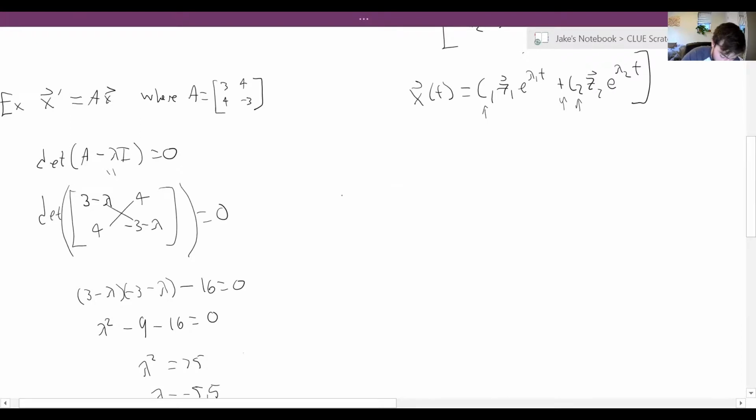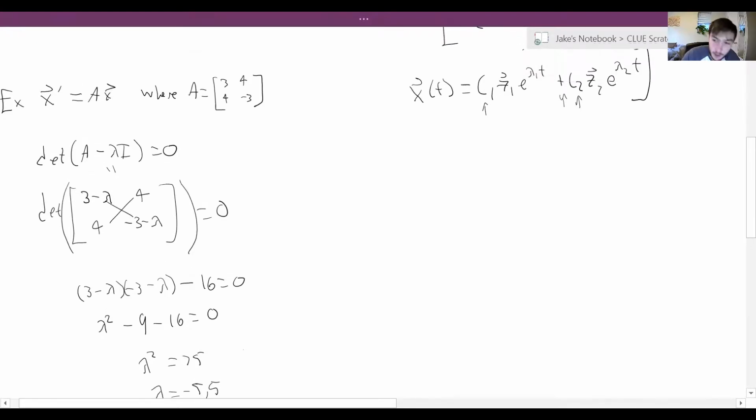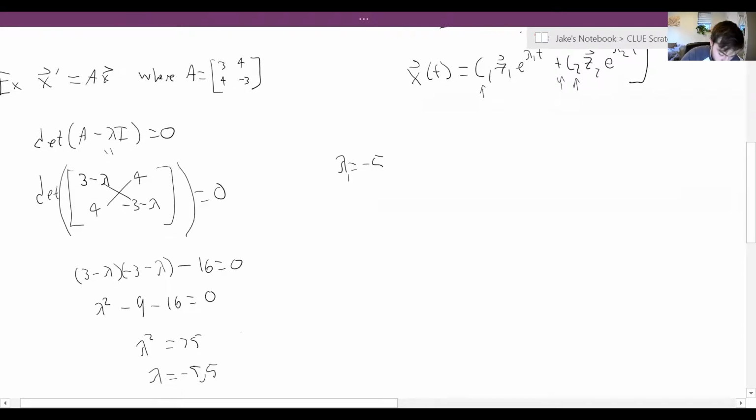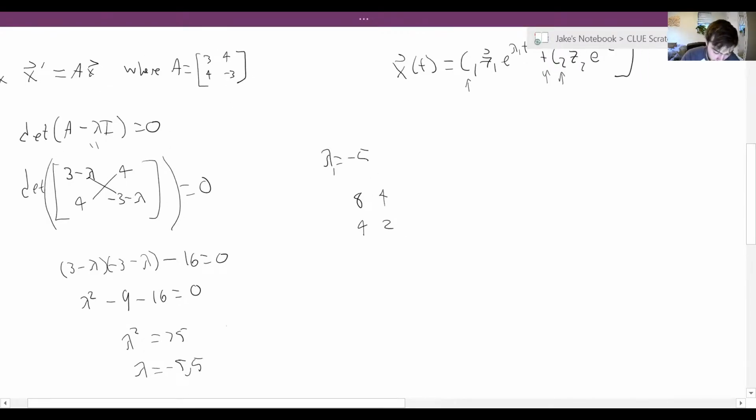So we take A minus lambda, but we want to figure out what that vector is basically. So for example, let's do lambda equals negative 5. We'll say this is our lambda 1. So 3 minus negative 5, this is going to be 8, right? And then we get 4, and negative 3 minus negative 5, we add it, so 2.